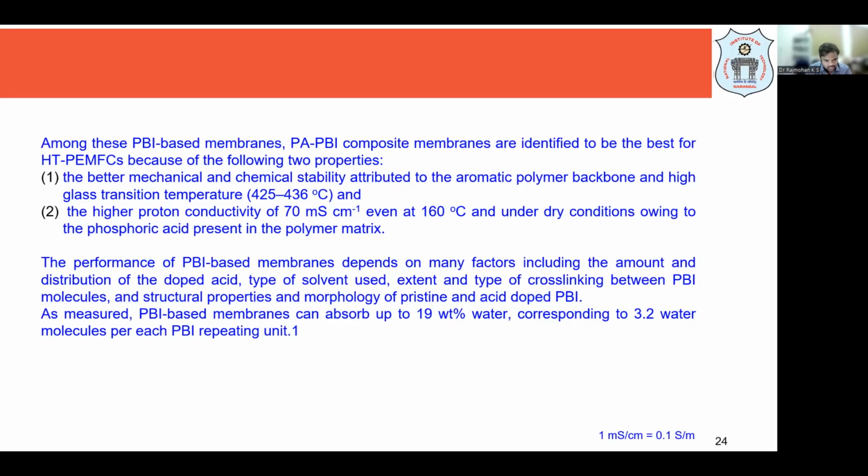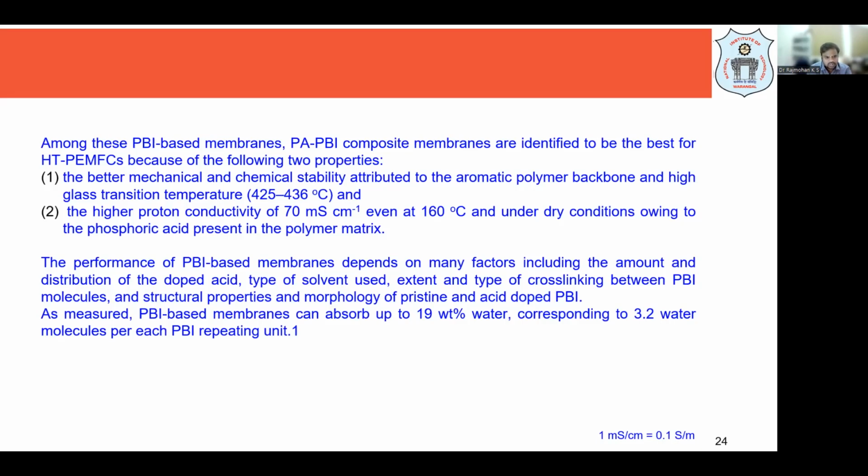And number two is higher proton conductivity, which is around 70 milli Siemens, that is 0.07 Siemens per centimeter, even at 160 degrees Celsius and under dry conditions, owing to phosphoric acid present in the polymer matrix. So when you are doping the polymer matrix with phosphoric acid, it is able to give high proton conductivity of 70 millisiemens per centimeter even at 160 degrees Celsius.